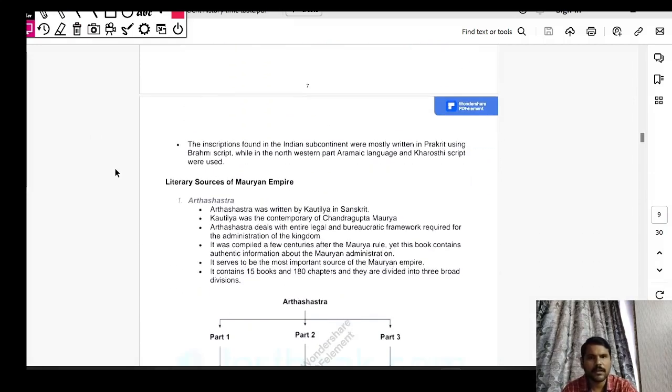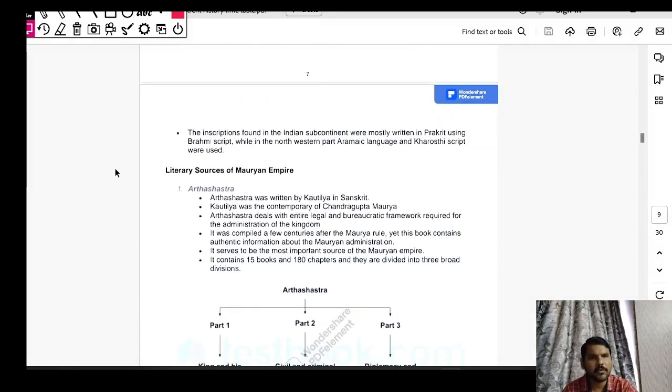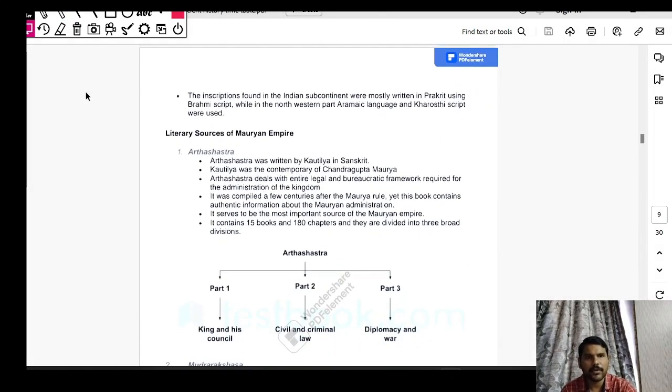So let us look further. The inscriptions found in the Indian subcontinent were mostly written in, and this is important again from the point of view of the exam, the script, it was Prakrit. It was written in Prakrit using Brahmi script. So the script is Brahmi and the language is Prakrit.